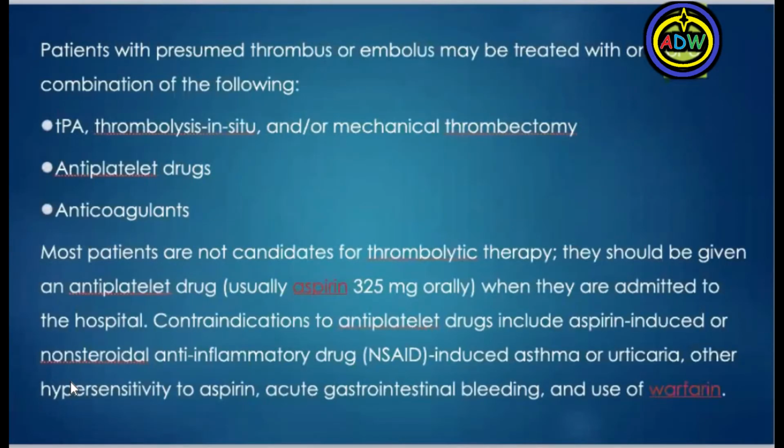So, patients with thrombosis or embolism, with thrombus or embolus, may be treated with one of the following. First of all, thrombolytic therapy such as tissue plasminogen activator, alteplase, or mechanical thrombectomy, antiplatelet drugs, or anticoagulants. So these are the three main pharmacological and non-pharmacological methods of treatment of patients with ischemic stroke, thrombotic and embolic ischemic stroke.